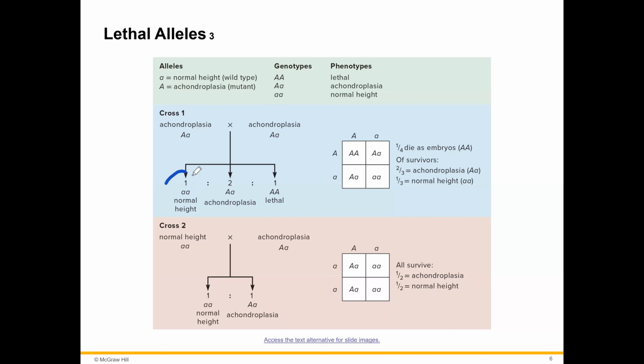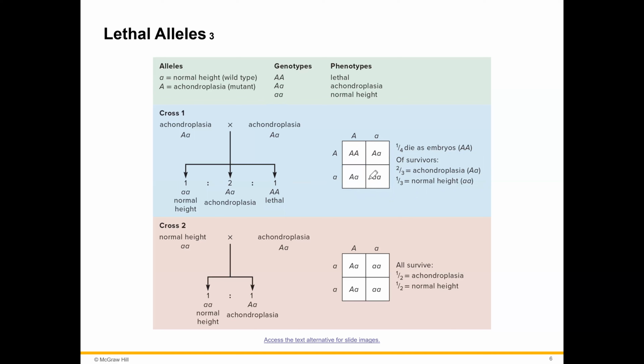So let's say if we have 4 offspring, like 4 kids, 1 should be normal height, 2 should have dwarfism, but 1 over here that is homozygous dominant, this is a lethal allele, so this embryo will never develop into a person. So the ratio is supposed to be 1 to 2 to 1, but actually of survivors, the ratio is different because this embryo doesn't survive. So the ratio is 2/3 to 1/3, and this is not a ratio that Mendel predicted.